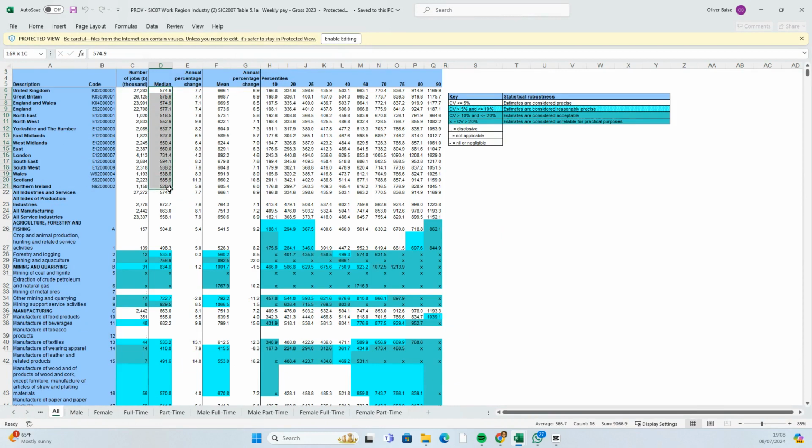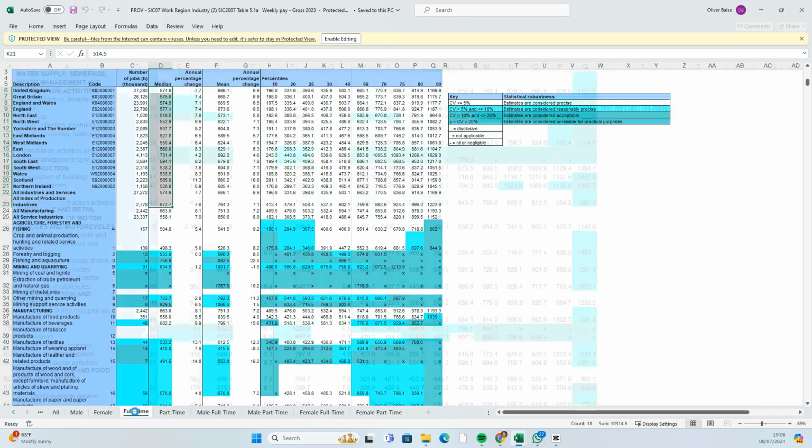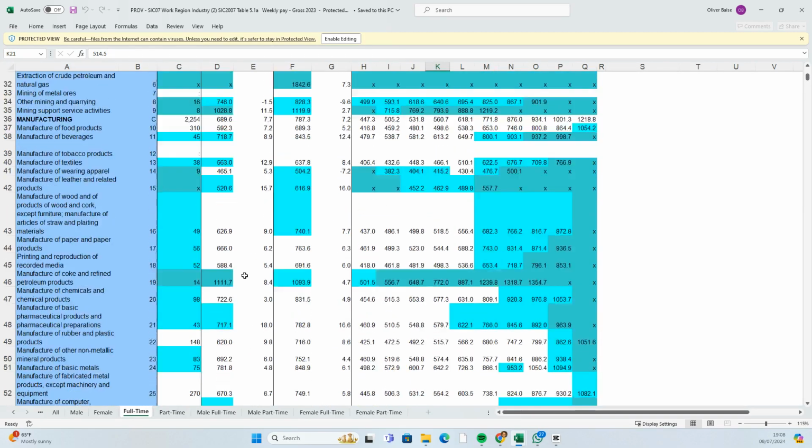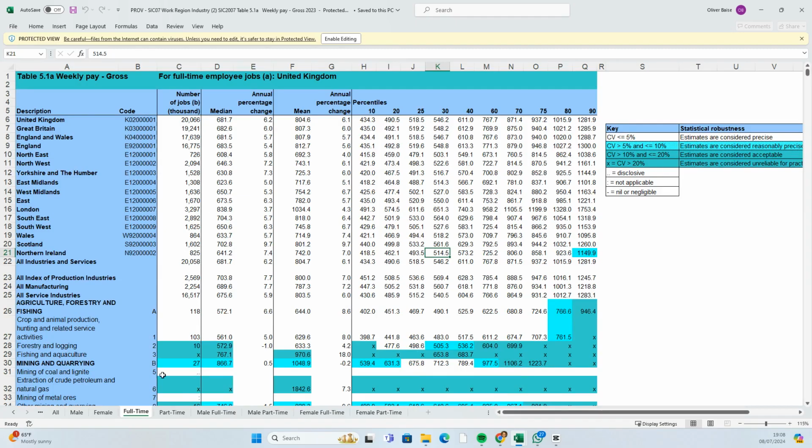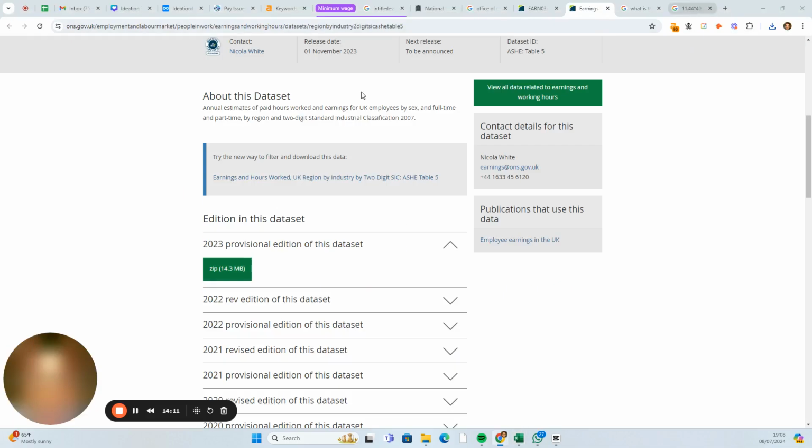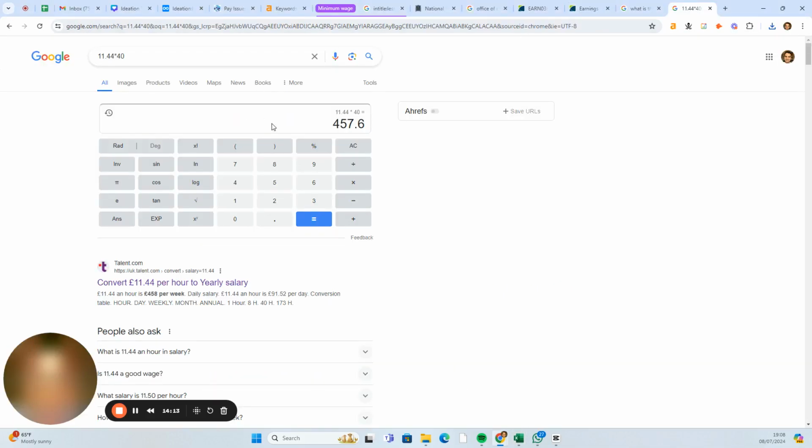And again, you have median earnings by region. And then it breaks it down. It's like full male, female, full-time, part-time. So again, if any of these are lower than this number, then we've got a story.